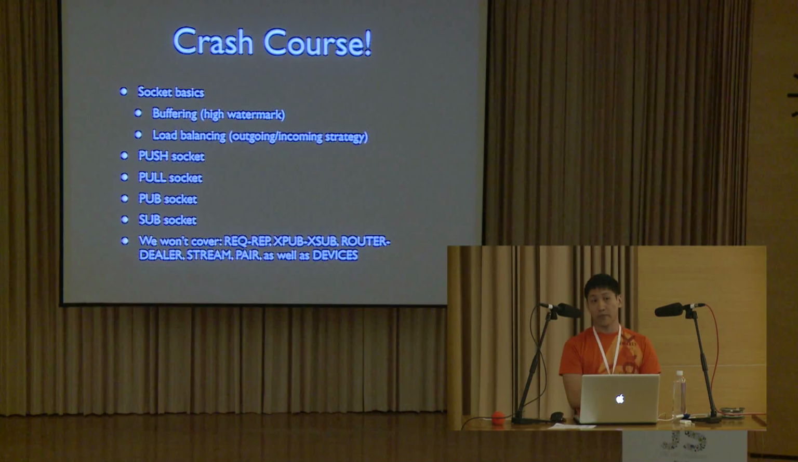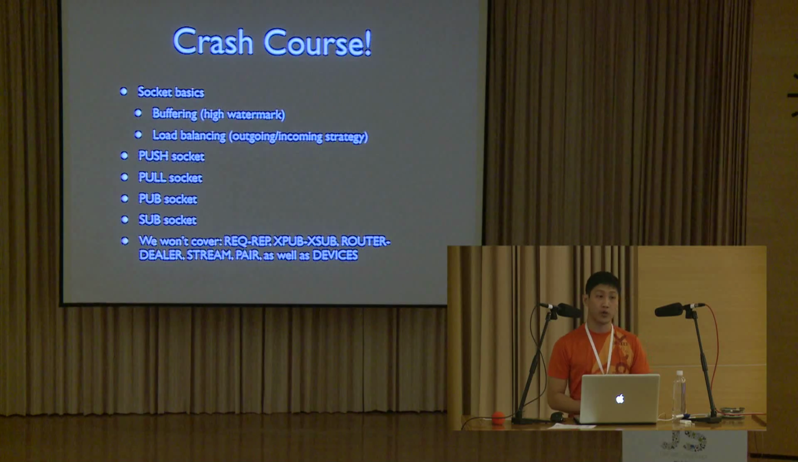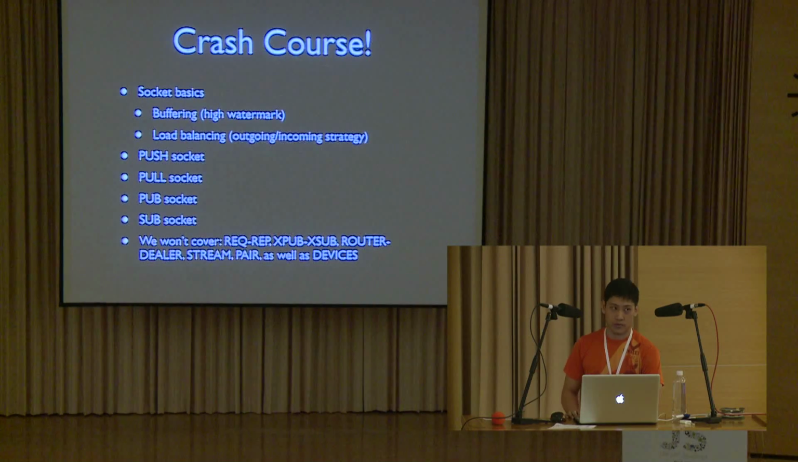The second thing about sockets is that they have an incoming and outgoing strategy, which I'll explain in a moment. The next thing is that there are different socket patterns that ZMQ provides. In this particular talk, I'm going to cover push, pull, pub, sub, and only these 4 sockets, and I'll show you how you can use these 4 sockets to create a web server. The rest, you have request reply, xpub, xsub, router, dealer, stream, pair, and devices, which we will not cover because that will require several more talks. So let's start.